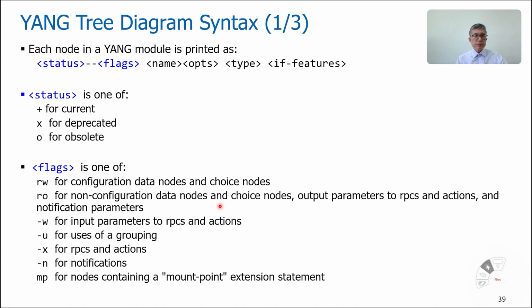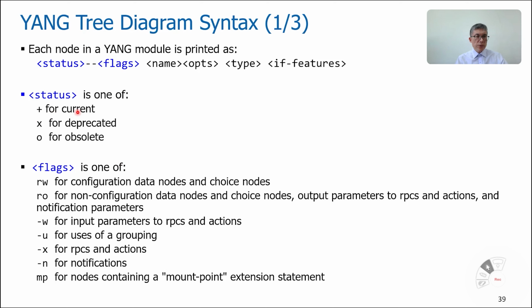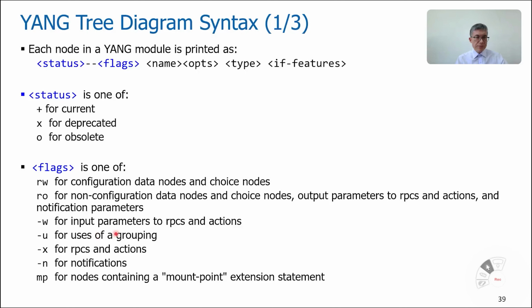Okay. So previously the status flag, right? The status is plus, x, or o; here it is usually plus, which is current. x is deprecated, do not use it anymore. And obsolete is similar, the older one. So the flag is one of them, right? So read-write, this kind of access, RPC. So these are the flags. Okay.